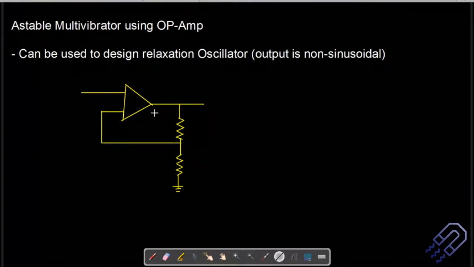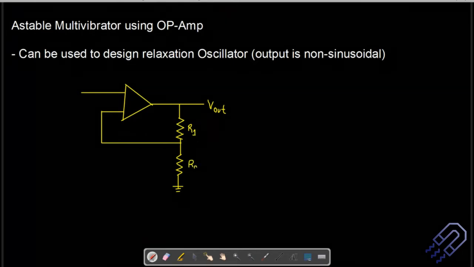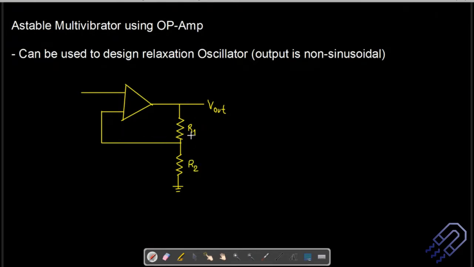So this is there, and you basically have an input, and a part of the output is given back to the input. Why only part of it? Because I'm not providing the entire output to the input as feedback. Let's say this is R1 and this is R2. Whatever voltage is there across R1 is what is provided as an input for the circuit to work.